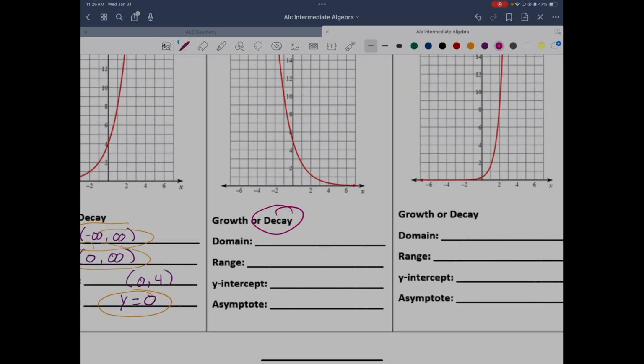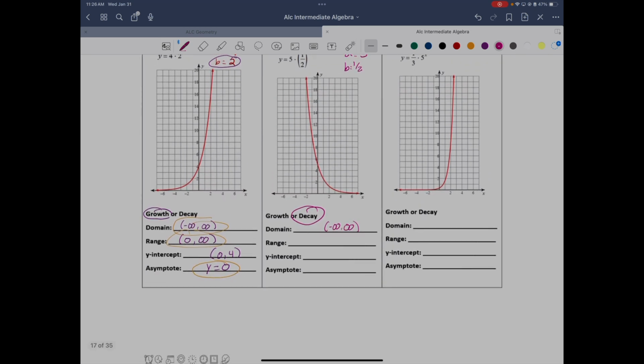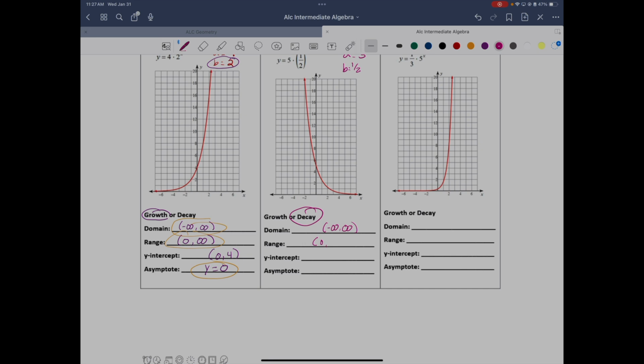The domain is always going to be the same today. It's going from negative infinity to infinity. And if you look at the graph, it just keeps going to the left and it keeps going to the right. The range, it stops at our x-axis and it goes up. So our range for this is 0 to infinity.